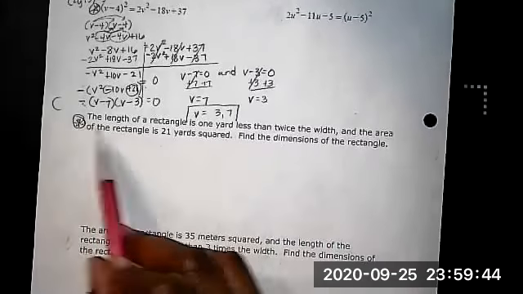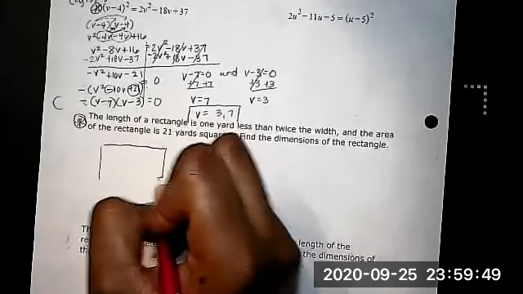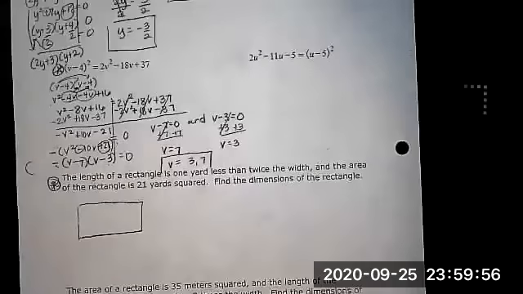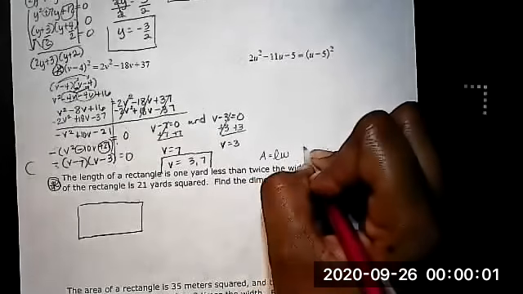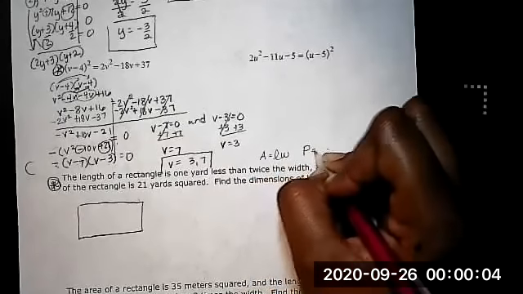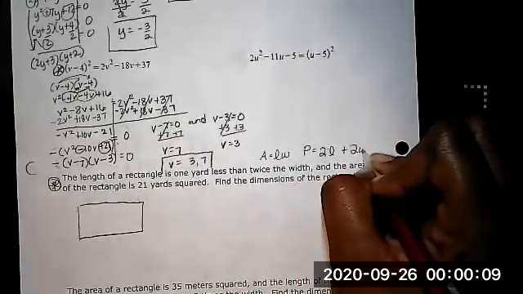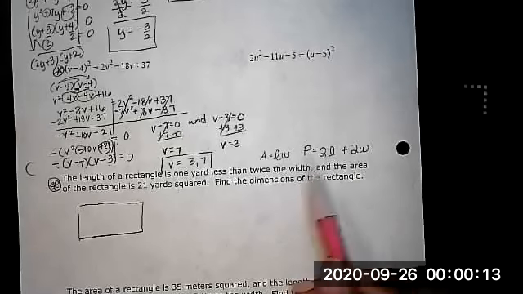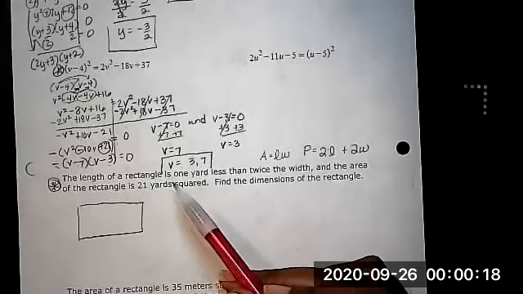All right, the length of a rectangle. It's so much easier if you draw things here. And you really do need to know some of the formulas, like the area of a rectangle is length times width, and the perimeter of a rectangle is 2 times length plus 2 times width. That's the perimeter. If you know some of those things associated with rectangles, it will help you with these problems.